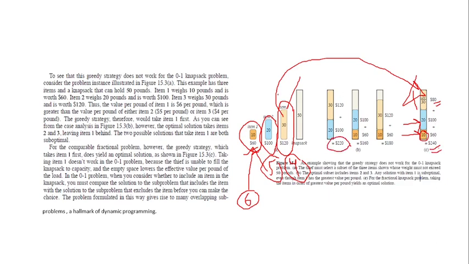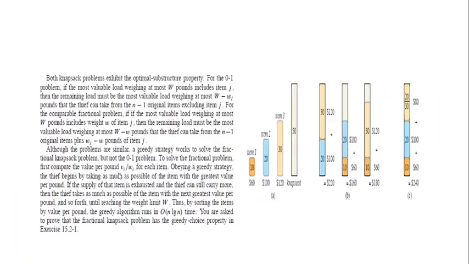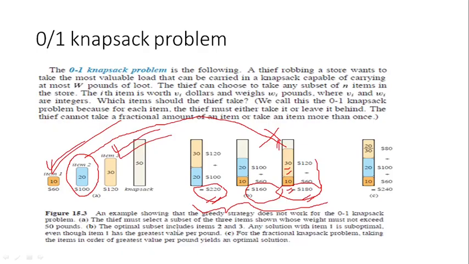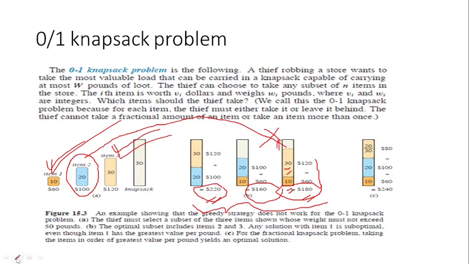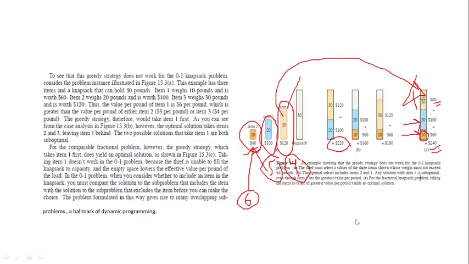So this concept is called fractional knapsack. When we are not considering 0-1, we are allowing the fraction part of the gold to be included in the knapsack, and we call it fractional knapsack.